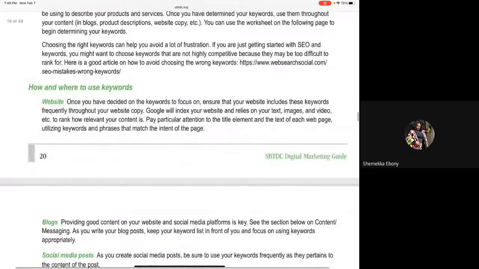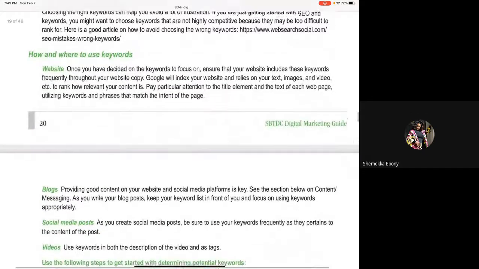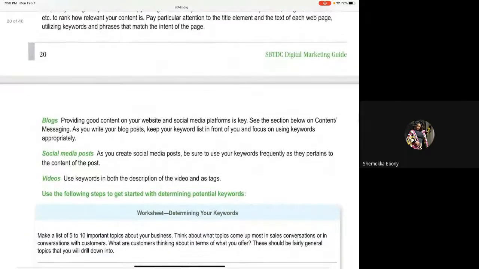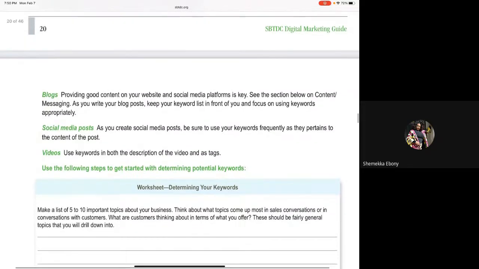And then it talks about how to and where to use the keywords, whether it's in the website, if you're doing blogs, or if you're using social media posts. Hashtags fall under this category. For videos, use keywords in the description as well as in the tags, taking those extra steps. These are things that, yes, it is busy for us to get to the expected end of thinking we're just going to post something and press send.